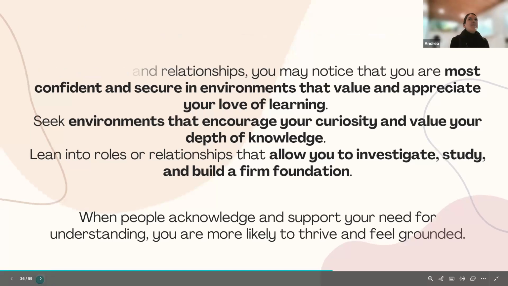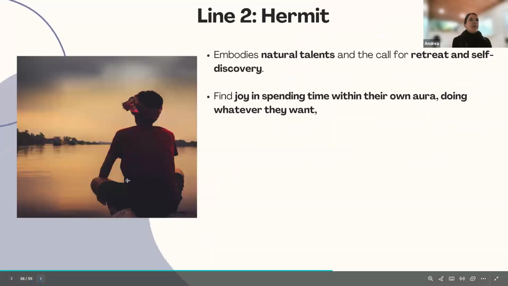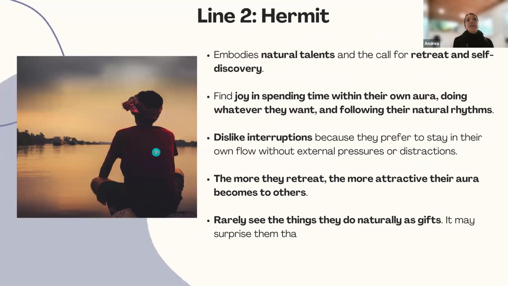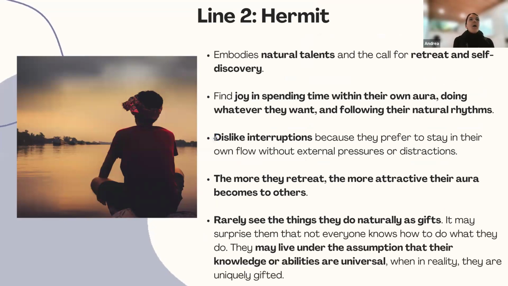Okay, then we have line 2, which is referred to in human design as the hermit. People with a line 2 often like to spend time alone. They like being in their own energy, so they find joy in spending time within their own aura, doing whatever they want and following their natural rhythms. I have a line 2 in my profile, and I definitely resonate with this.